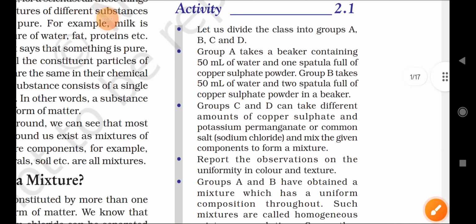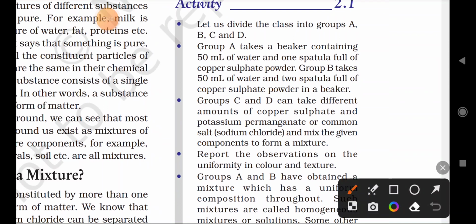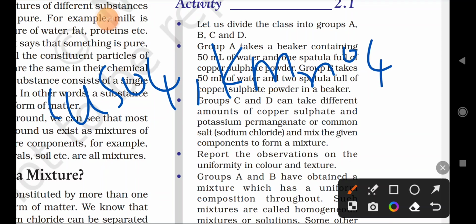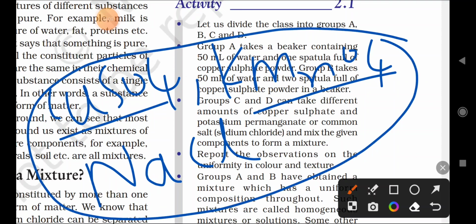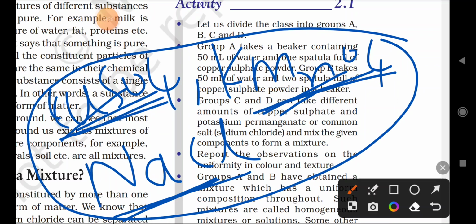Group C and group D can take different substances: copper sulfate, potassium permanganate, or common salt. KMnO4 is potassium permanganate, and the formula of common salt is NaCl, sodium chloride. Groups C and D take three solutions, and each takes one of them: copper sulfate CuSO4, potassium permanganate KMnO4, or sodium chloride NaCl.